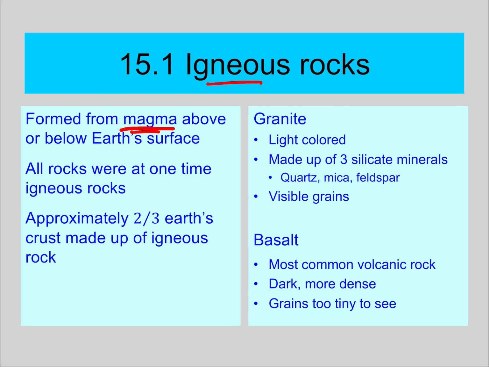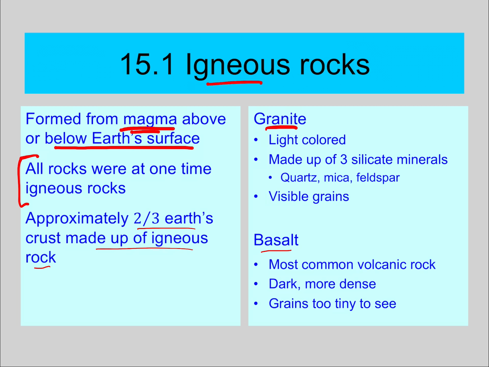Igneous rocks are formed from magma above or below Earth's surface. Because of this definition, all rocks at some point in their life cycle are going to have been an igneous rock. Approximately 2/3 of Earth's crust is made up of igneous rocks at this moment.